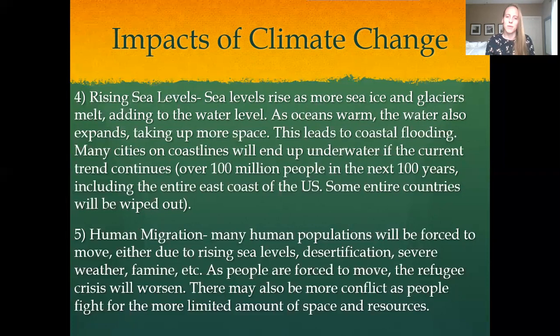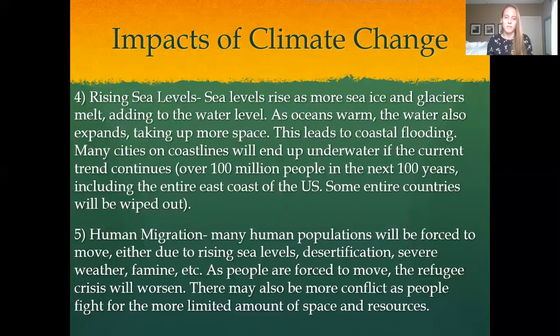It's estimated that about 100 million people will be displaced in the next 100 years because of rising sea levels, including the entire east coast of the United States and some other entire countries like we're already talking about. This will obviously affect human migration.